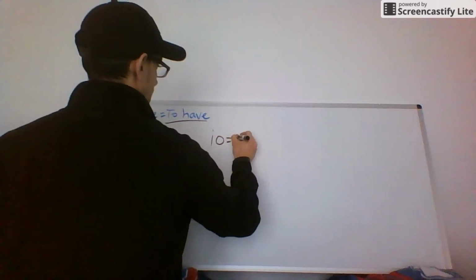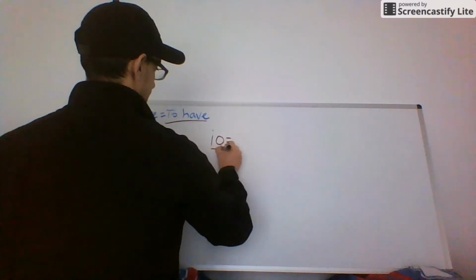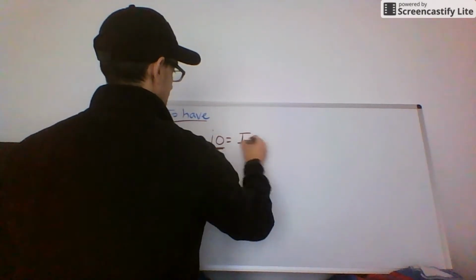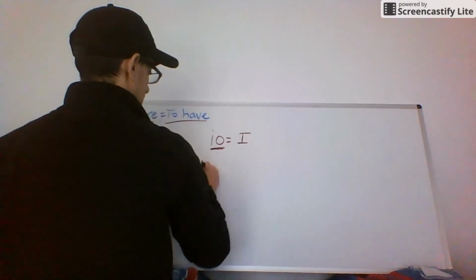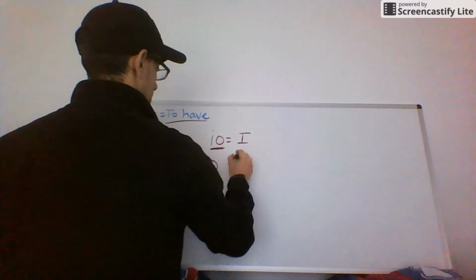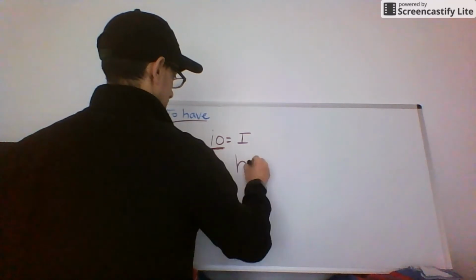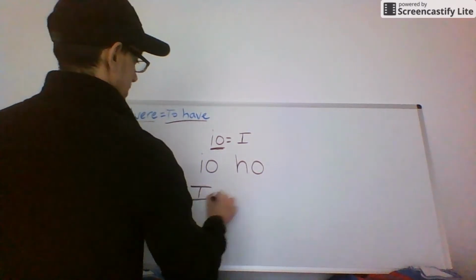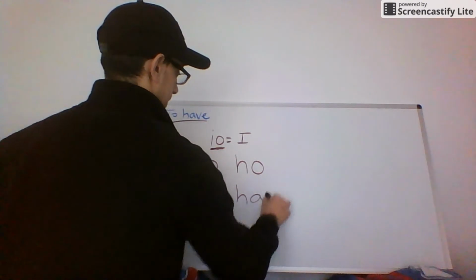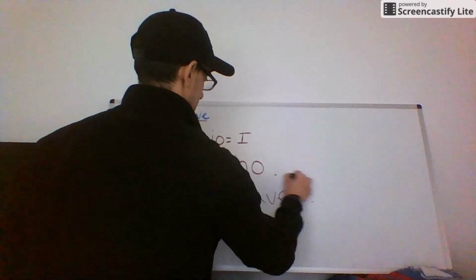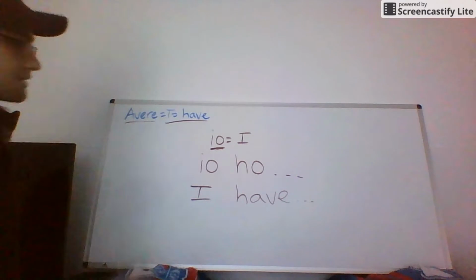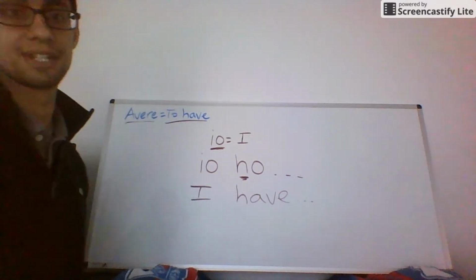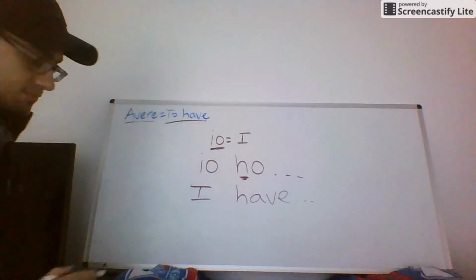Okay. So for the io subject pronoun, if you wanted to say I have, it would be io ho. Io ho. I have. Okay. And now this H here is silent. You don't actually pronounce that H in the language.